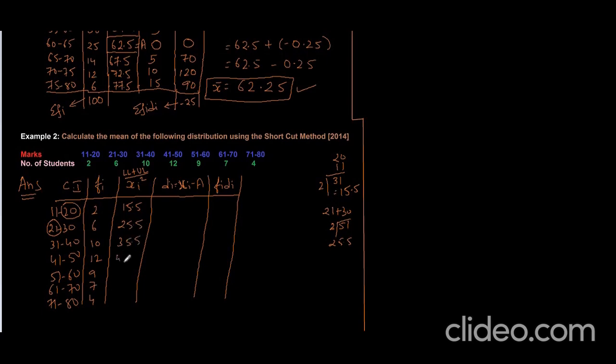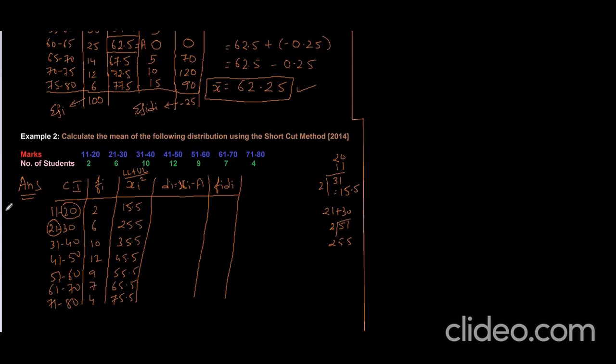35.5. Then 45.5, 55.5, 65.5, and 75.5. So these are my class marks. If you are trying to work it out with the help of the addition of the class length, then it is not going to give the answer. The reason for that is that there is no continuous frequency.